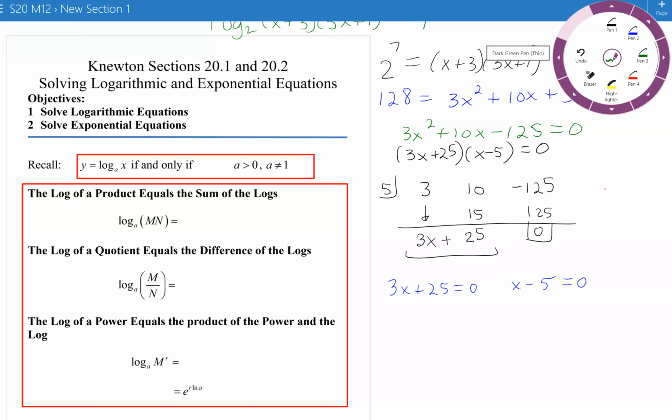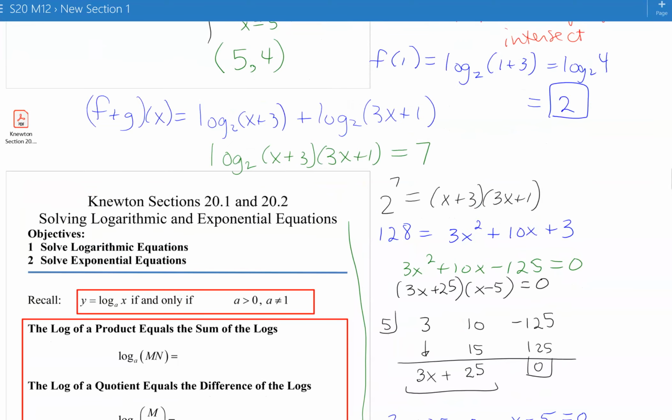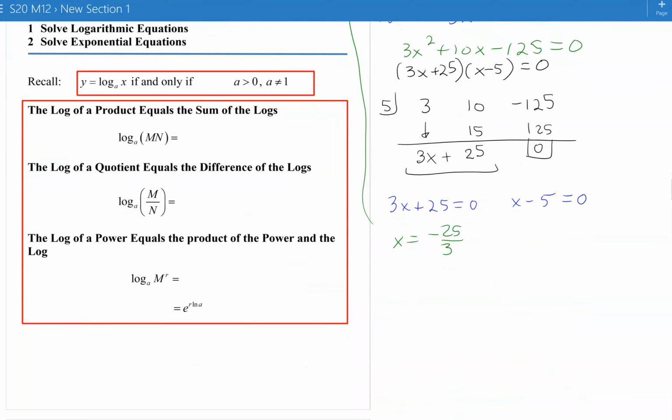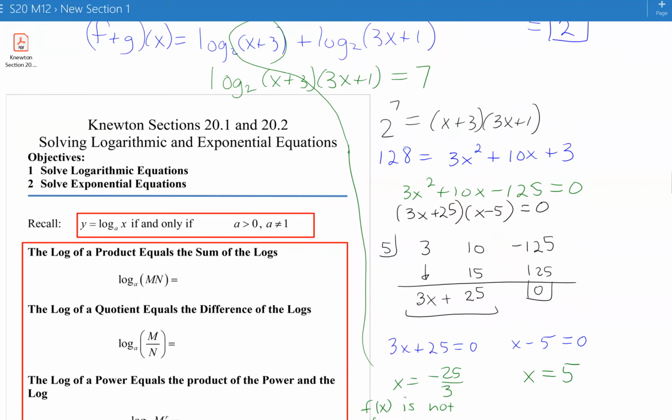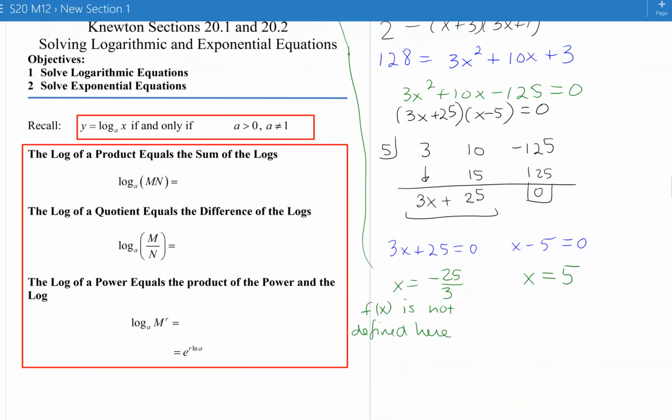Do you think the first one is going to generate anything useful for us? Because you're going to have x equals negative 25 thirds, but then you come back up and look at your original equations and say, oh, if I put negative 25 thirds in there, I'm going to have a negative argument. So f of x is not defined here, so that can't be a solution. So let's see about x equals 5. Well, if I put 5 into this logarithm and 5 into this logarithm, I'm all good.